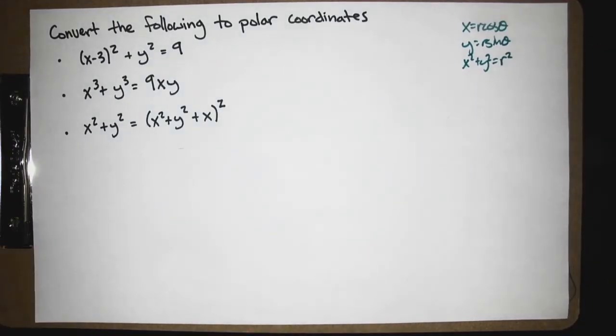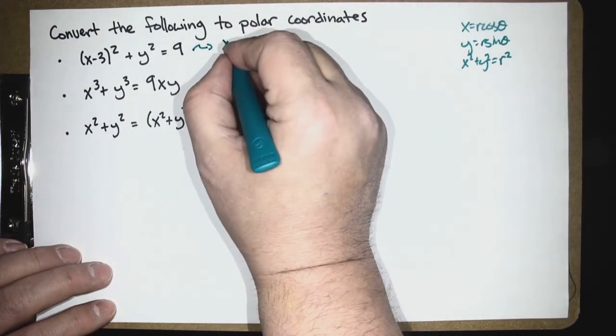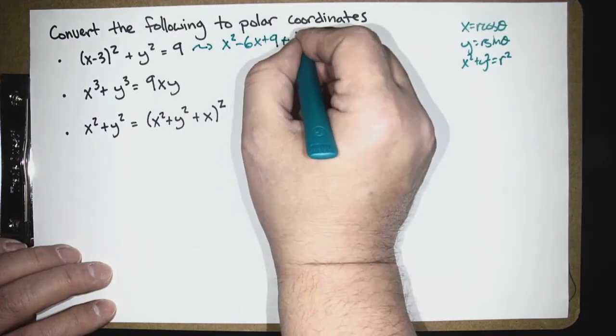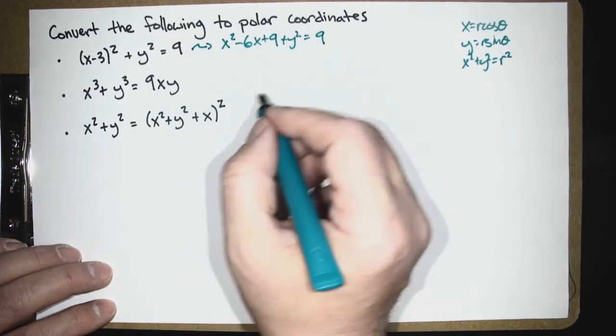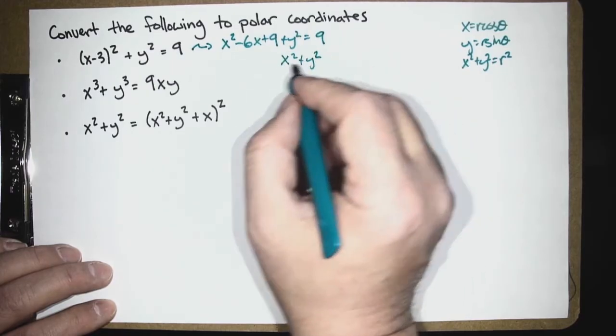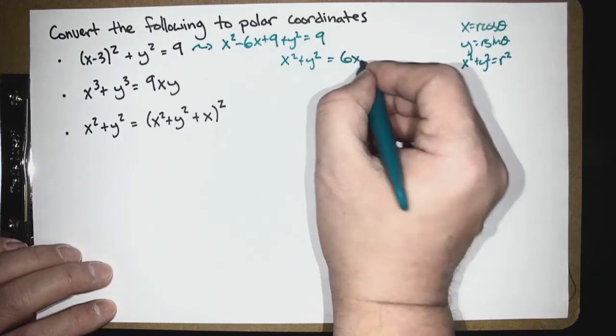If we see x squared plus y squared, that's very convenient for us to replace with r squared. Otherwise, we can just say, if I see x, put r cosine. I see y, put r sine. Now, before we do anything with the first equation, let's just note this is the same thing as x squared minus 6x plus 9 plus y squared equals 9. And we can rewrite that as x squared plus y squared. See how the 9's cancel, equals 6x.